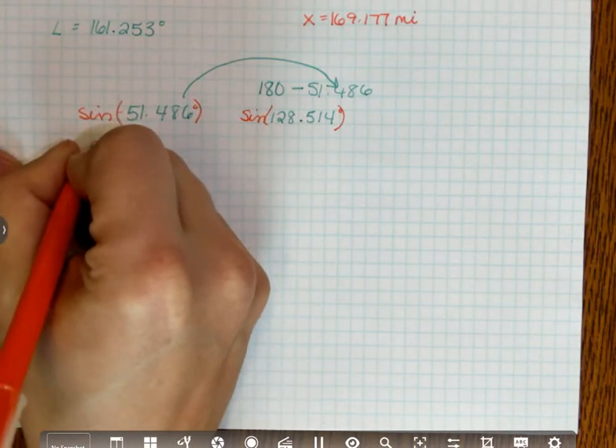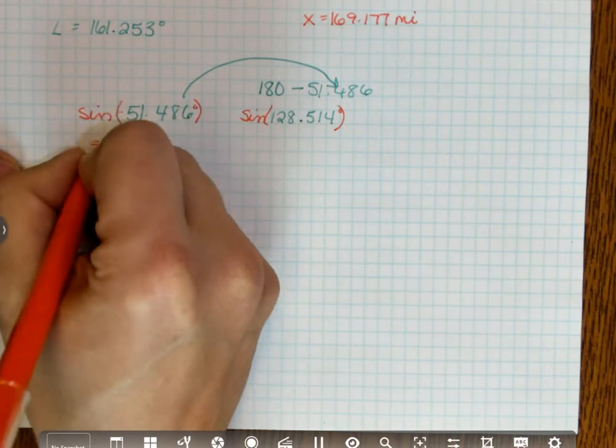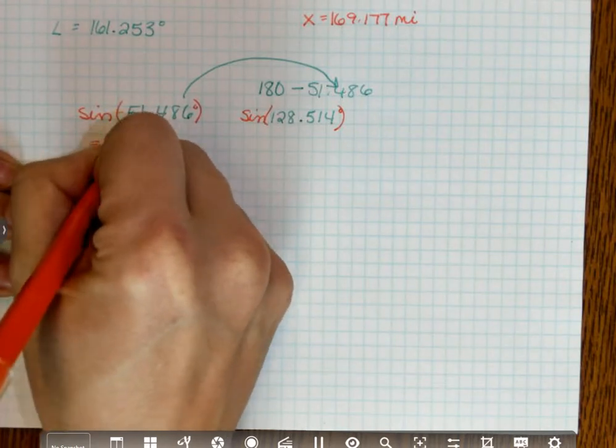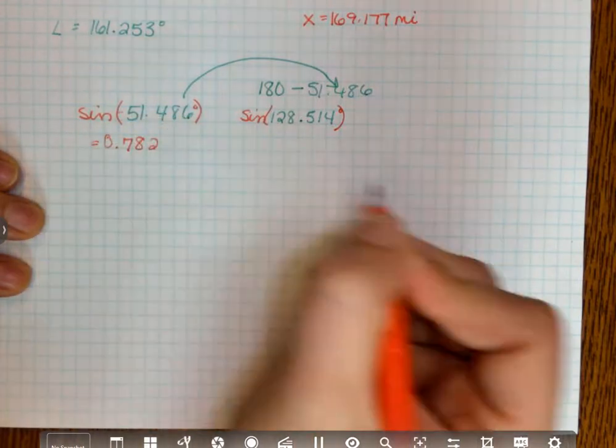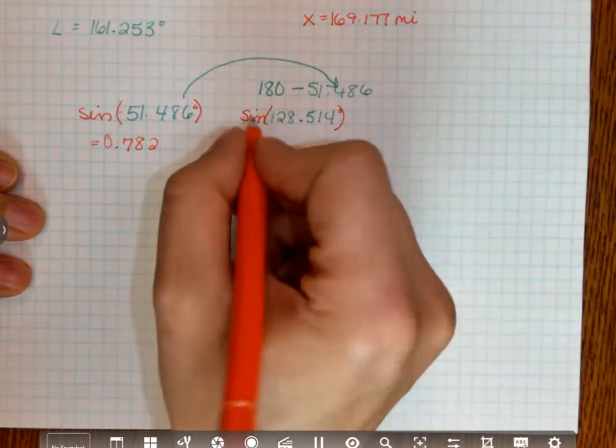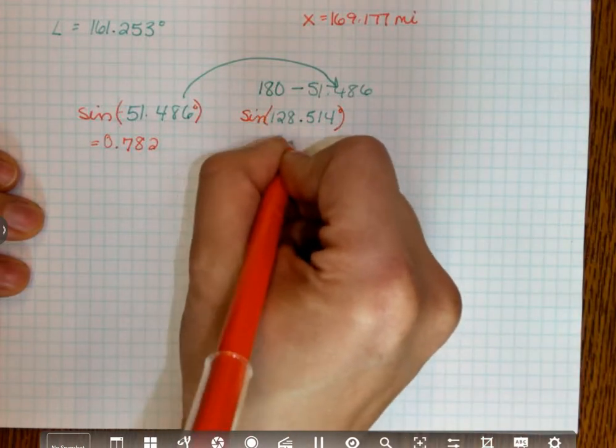What is the sine of 51.486, just to 3 decimals? 0.782. What was the sine of the other one? The exact same thing.